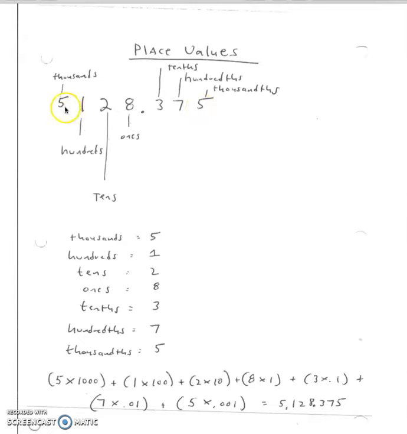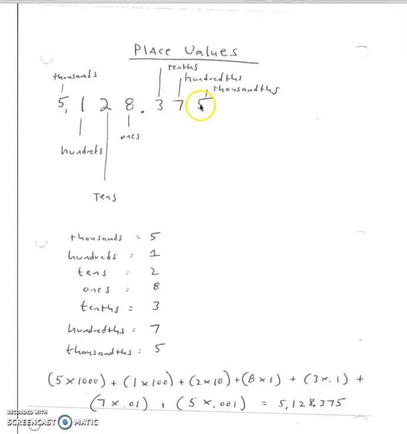5,128.375. Each one of these digits has a value because of its location or place in relationship to the decimal point. If we start at the decimal point and come to the right, 3 is in the tenths place, 7 is in the hundredths place, and 5 is in the thousandths place. When we go to the right of the decimal point, we are less than 1.